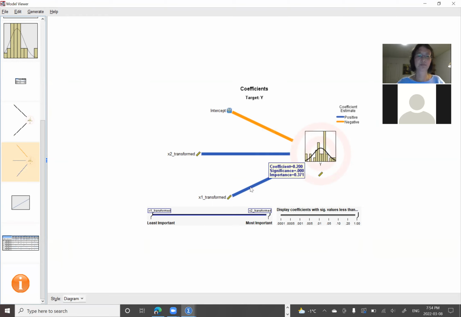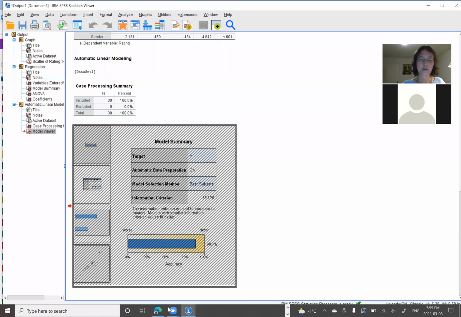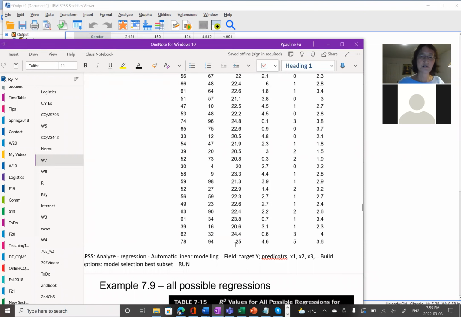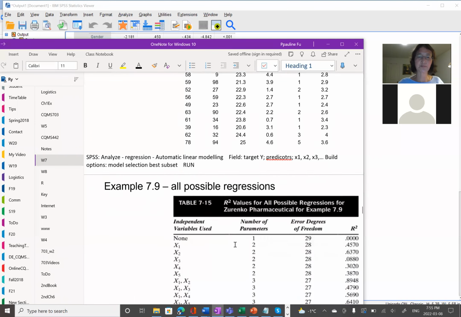Any questions? Okay, so we did that. Try to locate my OneNote. It is here. Okay, so finally we get just X1 and X2. We selected those 2 variables. All right, so this is the best subset model.